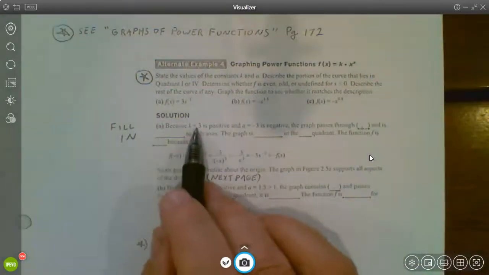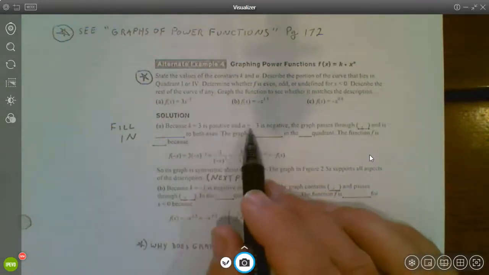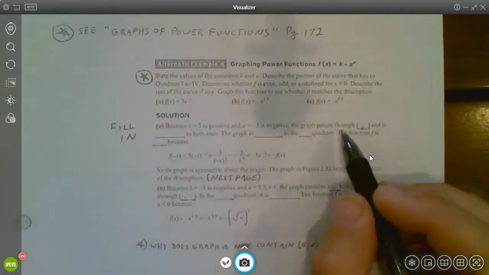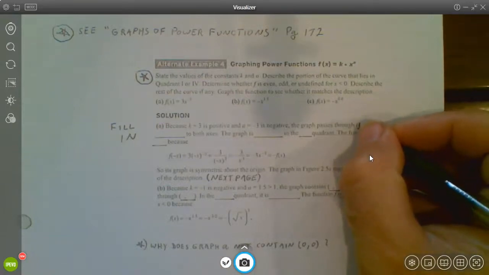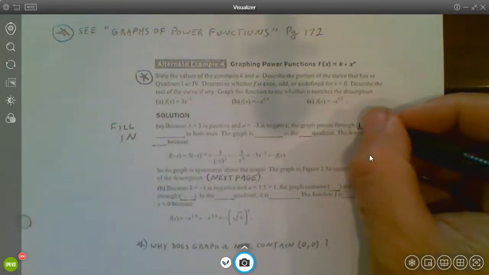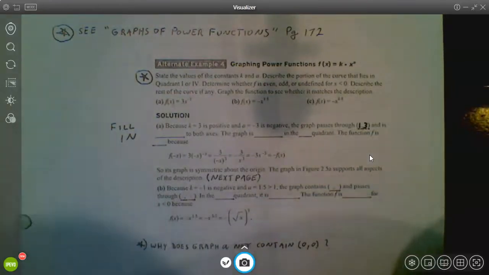So our k value is 3. That's our constant of variation. It's positive. Our a value, our exponent, is negative 3. And so therefore, what would the graph pass through? If I plugged in a 1 for x, then 3, my k value, would be my y coordinate. So it's going to go through the point 1, 3.